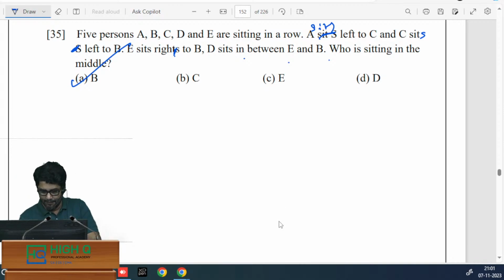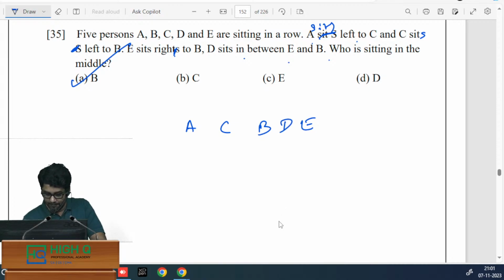So what is coming? A, B, C, D and E. A sits left of C. Okay. C sits left of B. Okay. E sits right of B. Okay. D sits between E and B. So the order is A, C, B, D, E. Now the question is, who is sitting in the middle? B is sitting in the middle.